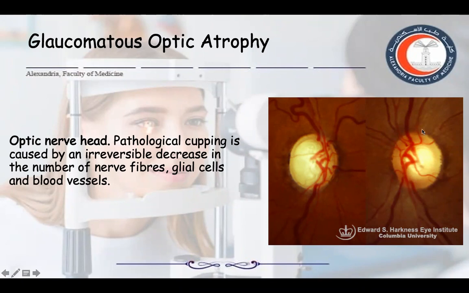Here on the right, we have a normal sized cup in a normal sized disc. On the other side, we have increased cupping of the optic disc and attenuation of the neuroretinal rim. This is called cupping, and this is very characteristic of glaucoma.